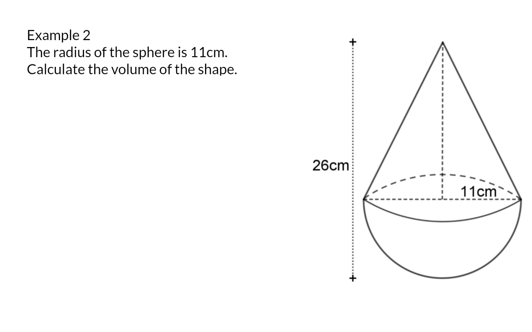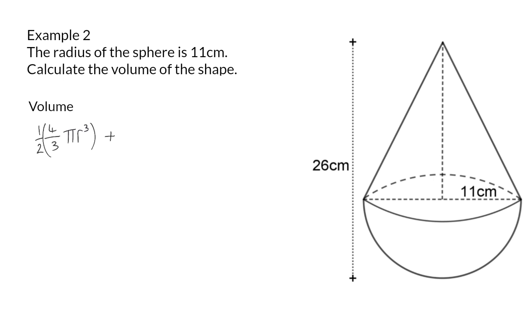Example 2. The radius of the sphere is 11 centimeters. Calculate the volume of the shape. So again, here we have our combined shape that consists of a cone and a hemisphere. So for a sphere, we know the formula is 4/3 times pi r cubed, but now we have a hemisphere, so we need to halve that. You could have also written 4/6 pi r cubed.